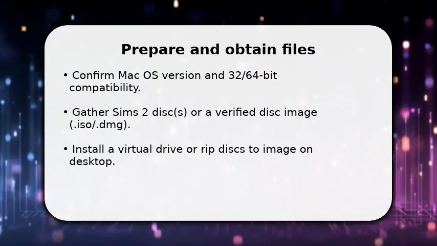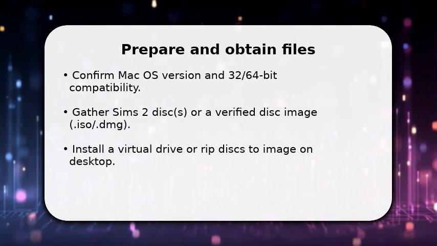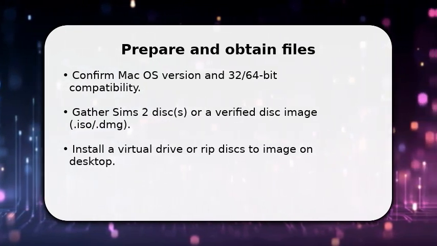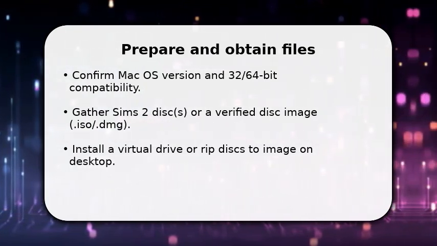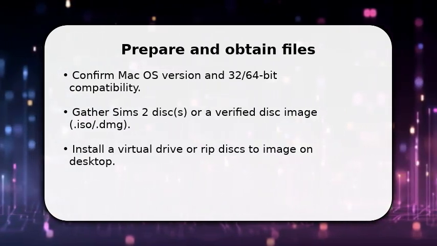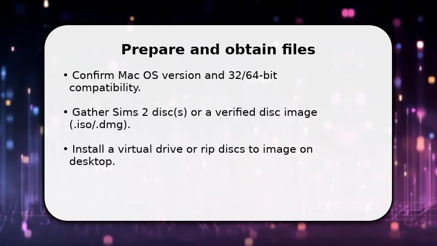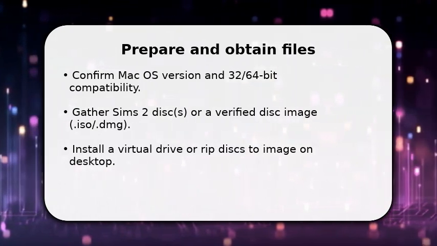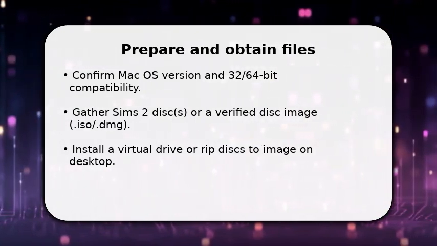You start by confirming your Mac's OS and whether it supports 32-bit apps. Sims 2 needs compatibility work. Next, acquire the game media, original discs or a clean disk image, and mount it using a virtual drive tool. Once done, copy the disk image to a safe folder and make a note of serial numbers on the case.